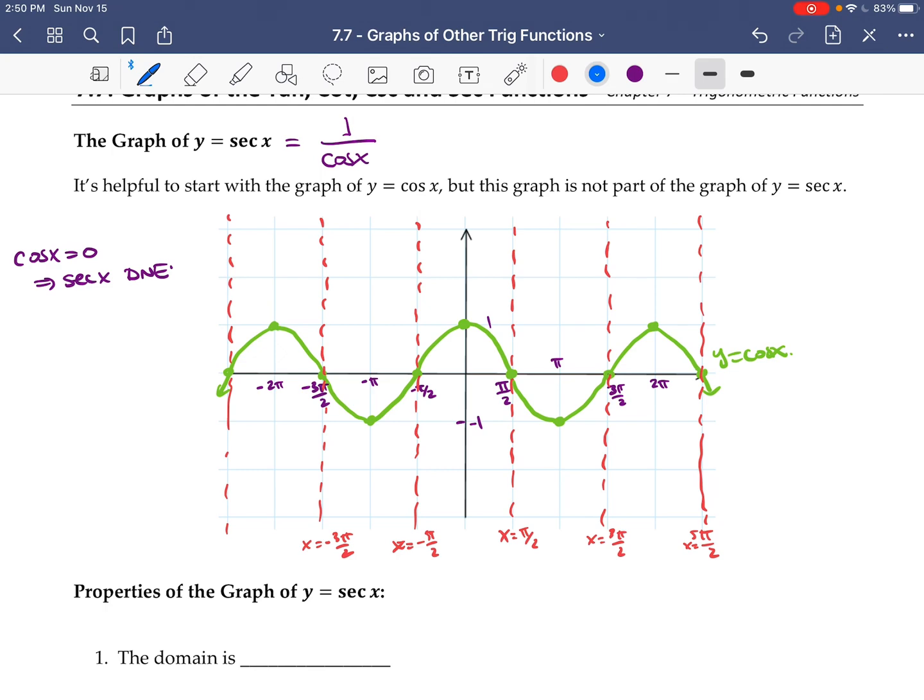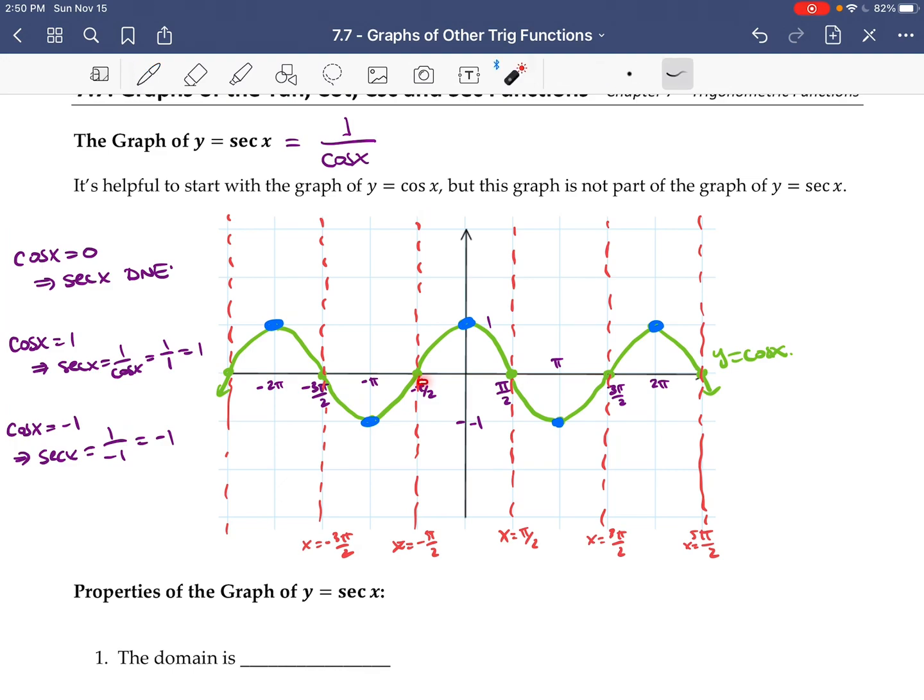Now when cos of x equals 1, secant of x is 1 over cos of x, which will be 1 over 1, so also 1. Wherever it's 1, that point is also going to be on the graph of secant. Now cos of x equals -1 means that secant of x is 1 over -1, so -1. So those points are also on the graph of secant. And then you want to approach the asymptote.